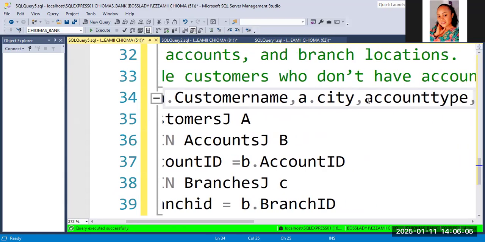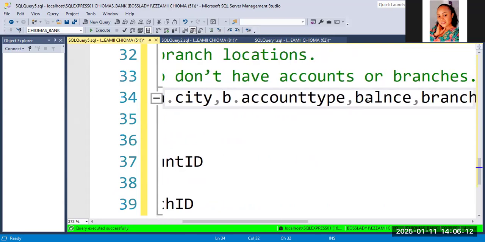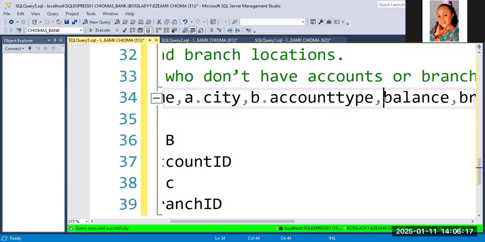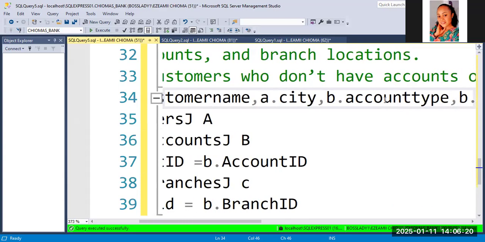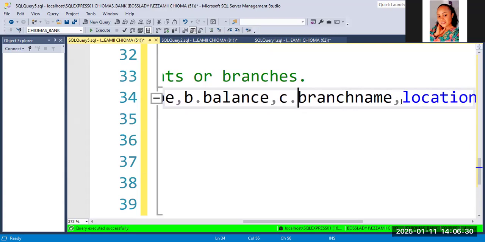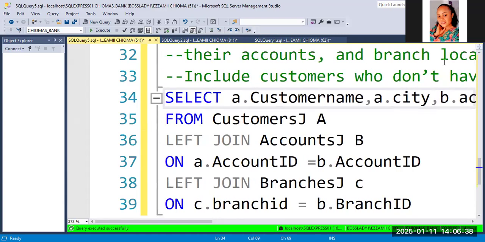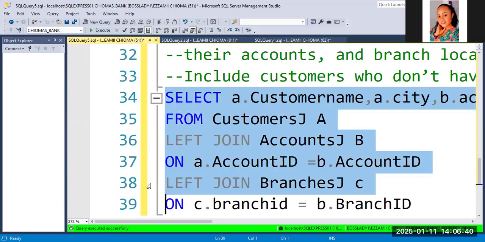Then account type is coming from our account table, that's B table. Then the balance, oh, I didn't do that well. Balance is coming from our account table, that's B table. Then the branch name is coming from our C table. Then the location, I think we only have one location, that's in a branch, right? That's our C table. Okay, so I think these are the information we actually need to solve this.